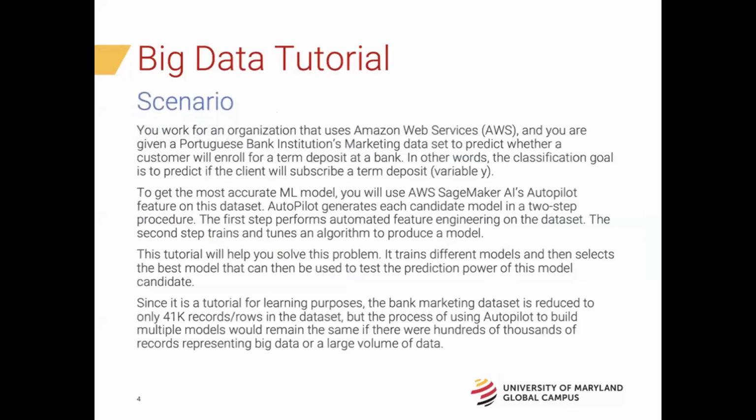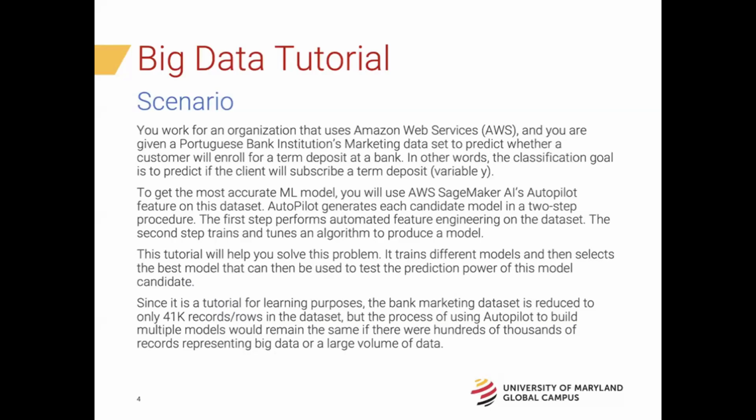So the scenario, just to make it a little interesting as to what you're really doing, is that you work for an organization that uses Amazon Web Services, AWS, and you are given a Portuguese bank institution's marketing data set to predict whether a customer will enroll for a term deposit at a bank. In other words, the classification goal is to predict if the client will subscribe to a term deposit, which is marked as, or the column is named, Y.